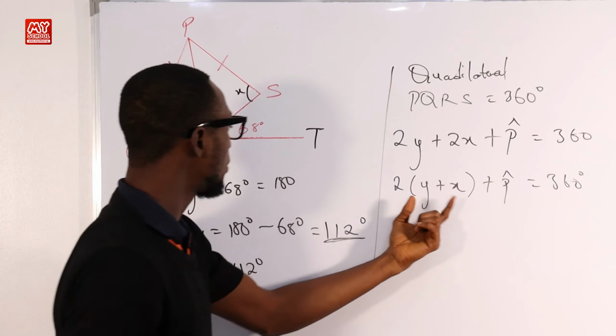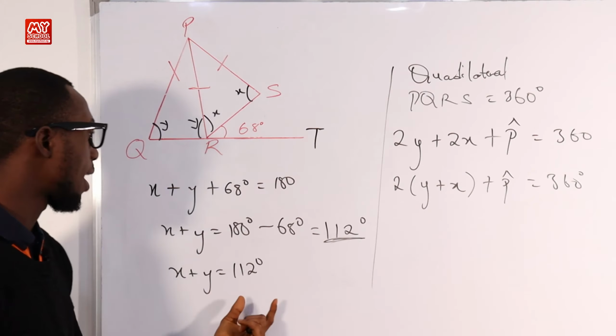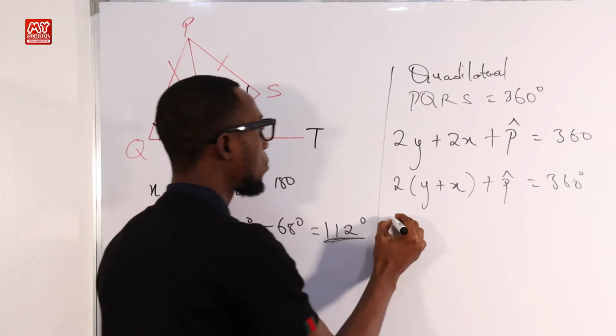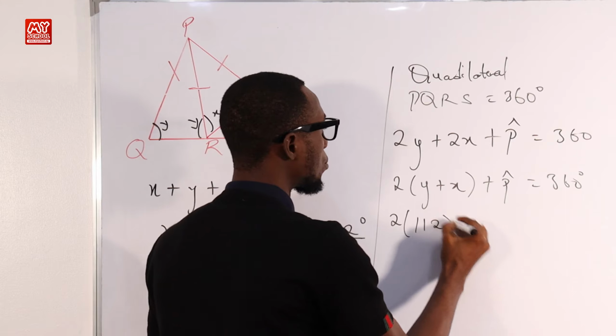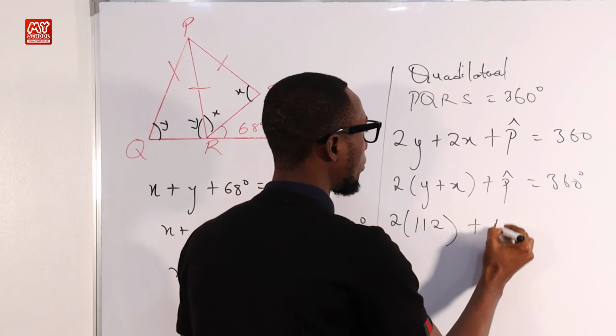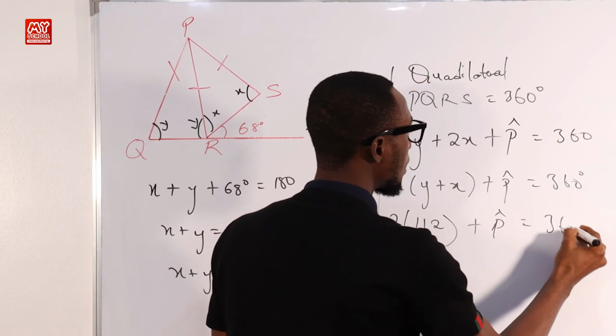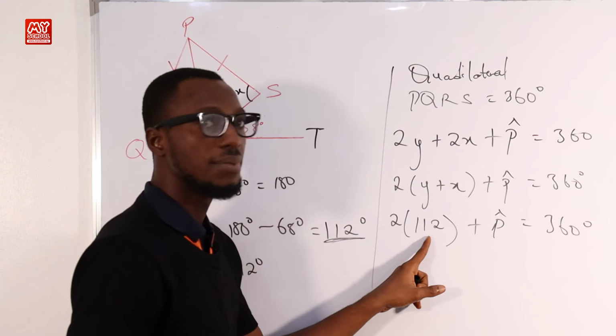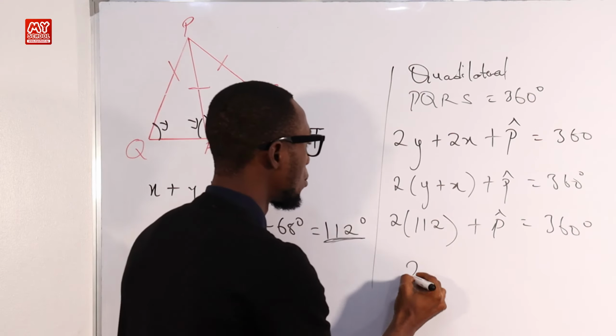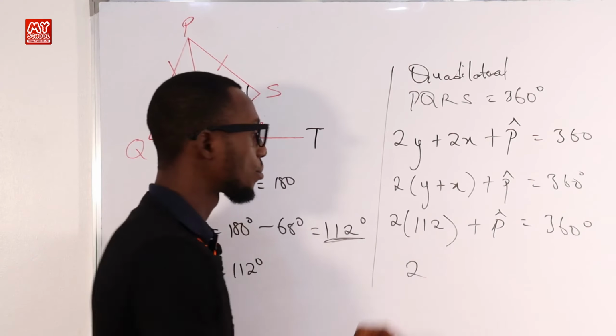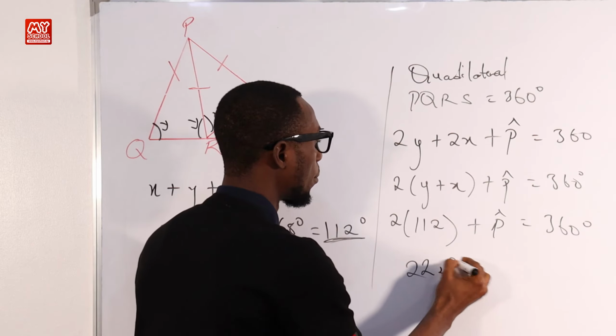And we found y plus x as 112. So we have 2 into bracket 112 plus angle P equals 360 degrees. So 2 times this, 2 times 1 we have 2. 2 times 2 we have 4.